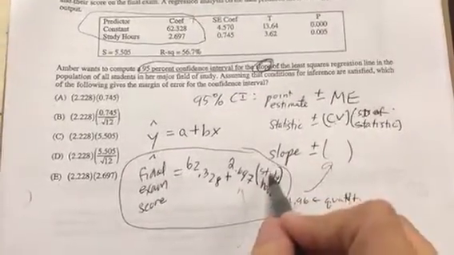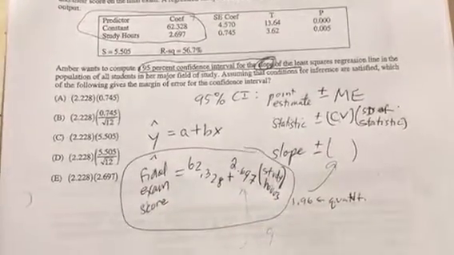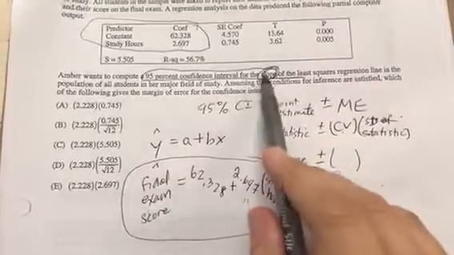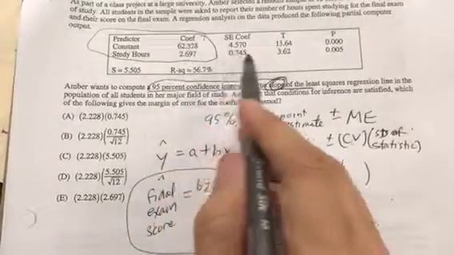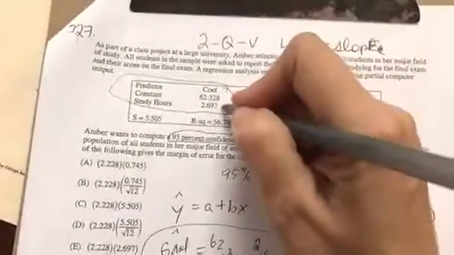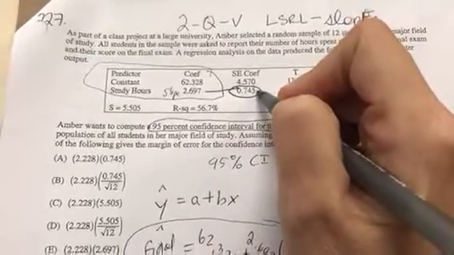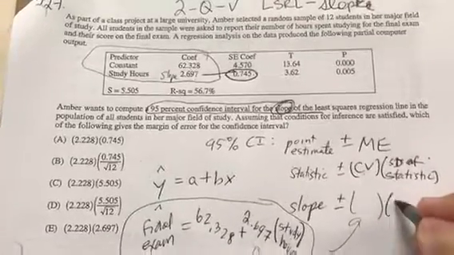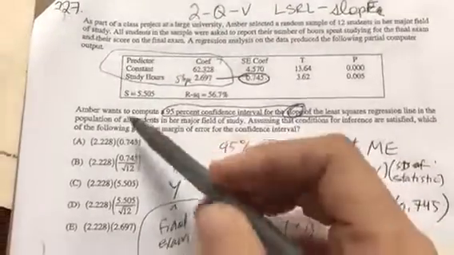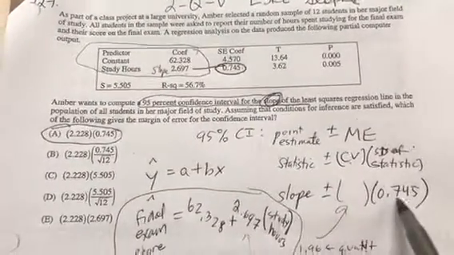So, what else could they ask? They could say, okay, somebody studied 9 hours, calculate their final exam score, right? But in this question, they merely ask us to do a confidence interval about the slope. So you need to know that the standard deviation of the statistic is right next door to the slope. This is the slope. And this is the standard deviation of the statistic. So that's the number that goes right here, 0.745. That's the only other number.